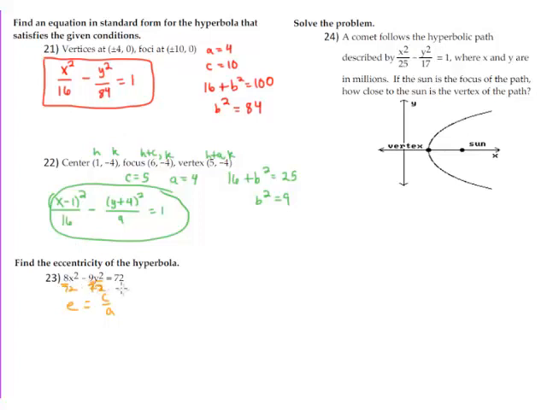Well, there's a little dyslexia right there. 8 over 72 can simplify to be 9 on bottom. This one simplifies to be 8 on bottom. So a is 3. And to find c, we do a squared plus b squared equals c squared. So c equals the square root of 17. So e equals square root of 17 over 3.